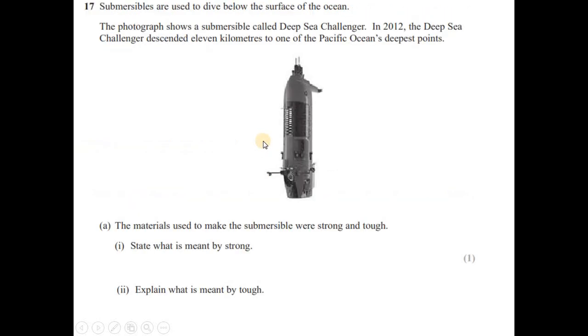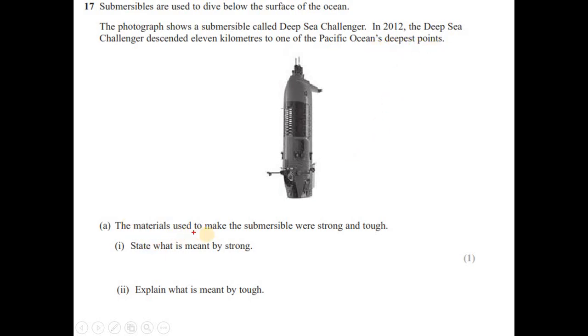Question number 17. Submersibles are used to dive below the surface of the ocean. The photograph shows a submersible called Deep Sea Challenger in 2012. The Deep Sea Challenger descended 11 kilometers to one of the Pacific Ocean's deepest points.